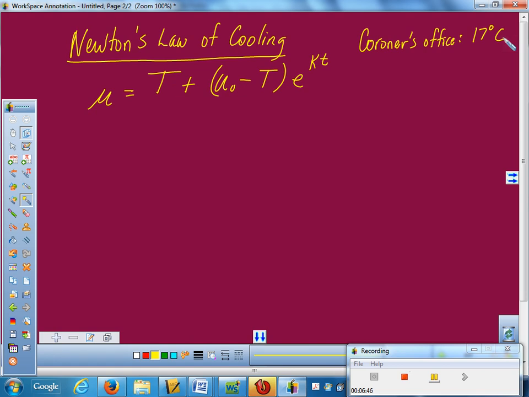Okay, hold on a second. So here we go. The coroner's office was set at 17 degrees. The body temperature when he found it was 27 degrees. We also need to know what the body temperature begins at. Yes, we do. 98.6 degrees Fahrenheit. The temperature of the body at the time is 27. Normal temperature is 37.